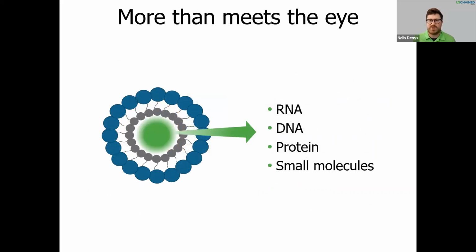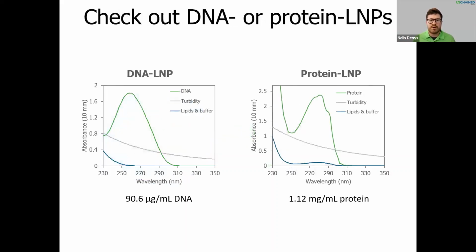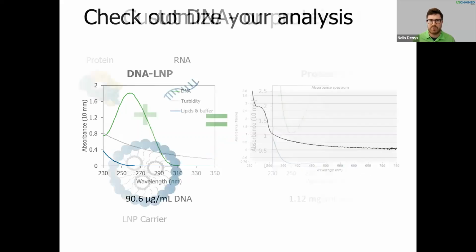RNA LNPs are, of course, not the only nanoparticles out there. As mentioned in the very start of this presentation, there's a bunch of different things you can do with nanoparticles. And so let's take a look at some other potential payloads. So these graphs show results from Stunner on either a nanoparticle, a lipid nanoparticle containing DNA or containing protein. Stunner will apply the same algorithms to remove the turbidity signal so you can get accurate DNA or protein concentration, again, without dyes or breaking anything down.